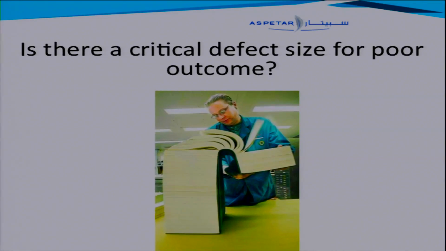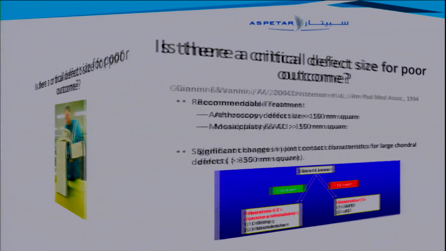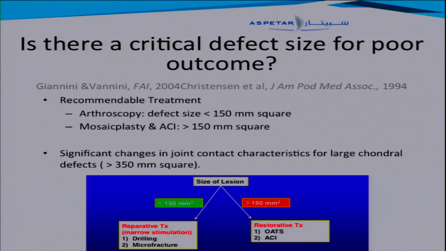Another question that arises is whether there is a critical defect size for poor outcome in our scores afterwards. What we use is the recommended treatment since '94, which states that the arthroscopic defect size cannot be over 150 square millimeters, because then we tend to use mosaicplasty or newer ACI techniques. Arthroscopy has excellent results, which I will show you, when you consider a lesion below that 150 square millimeters.